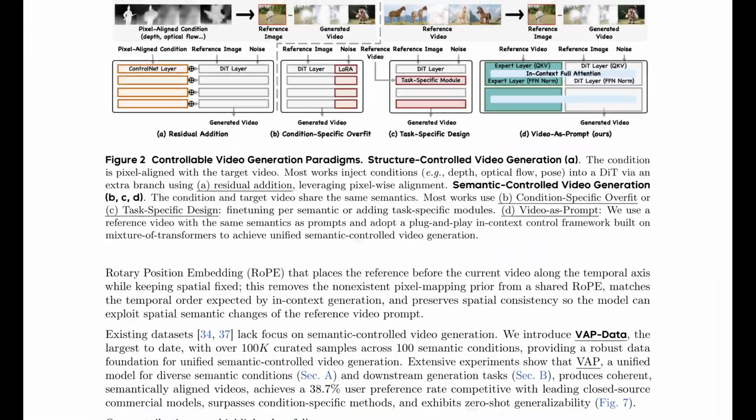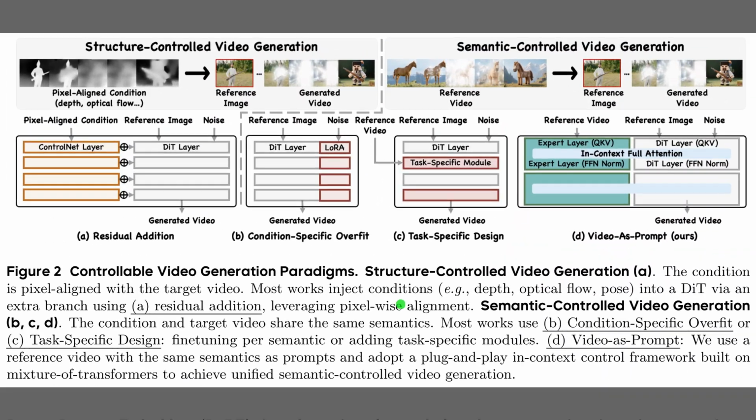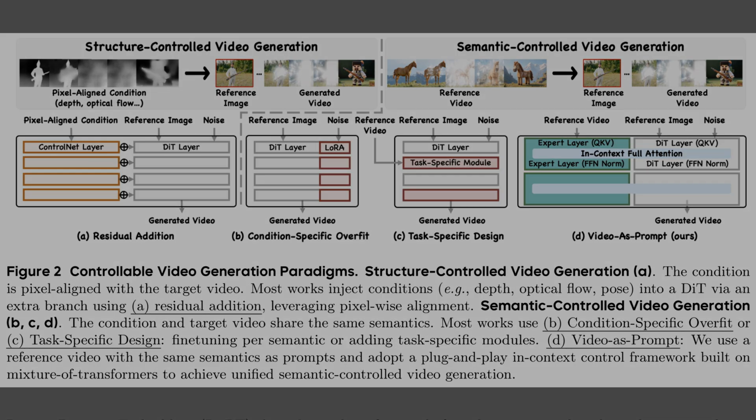So, Figure 2 contrasts control strategies and makes the pitch for video as prompt. The left panels assume pixel-aligned inputs which push residual signals into the diffusion transformer and risk artifacts. The middle panels fine-tune per condition or bolt on task-specific modules so they do not generalize. The right panel shows in-context control, where a reference video guides a frozen backbone through a parallel expert so the model keeps prior knowledge. This design targets semantic alignment without forcing any frame-by-frame mapping.